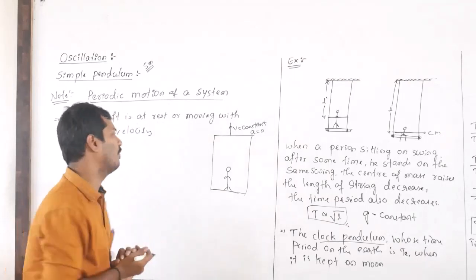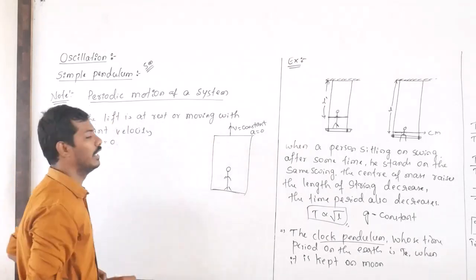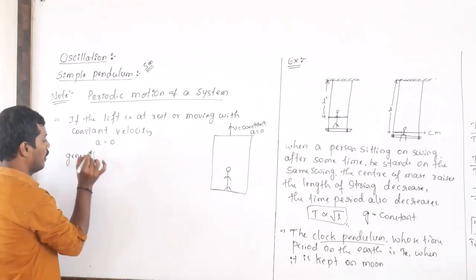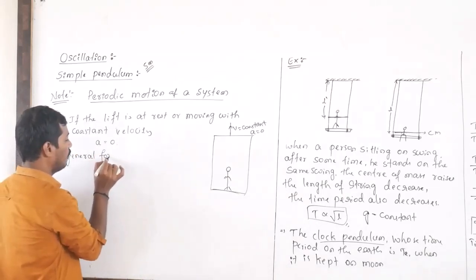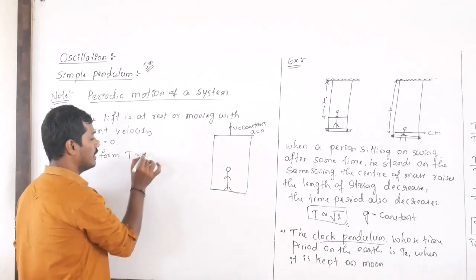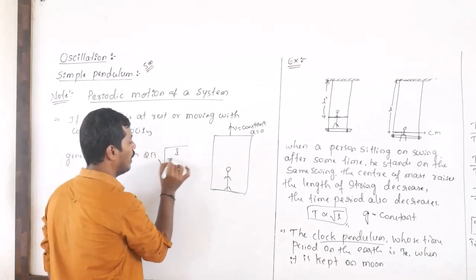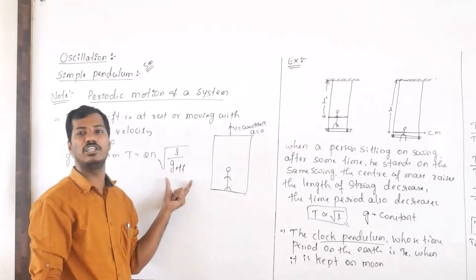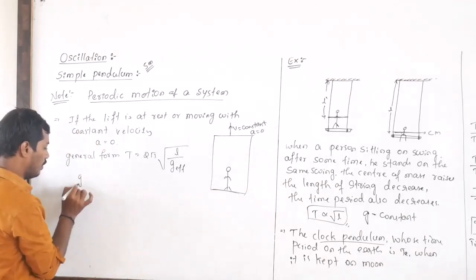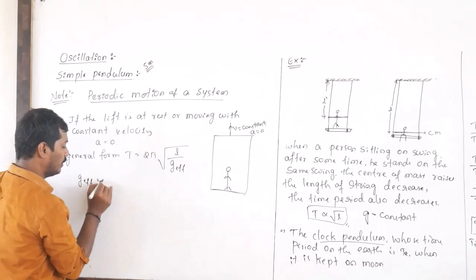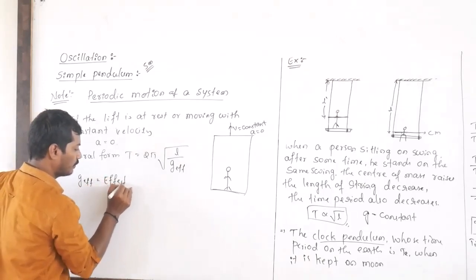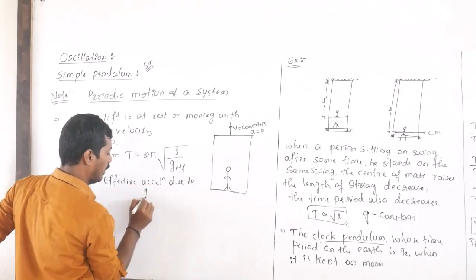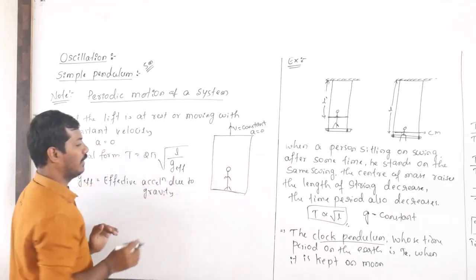I'll write one general form. We simply have to substitute the value of acceleration here. Using this, you can understand this concept easily. The time period is equal to 2 pi root of L divided by g effective. It means the effective acceleration due to gravity. That is called g effective, the effective acceleration due to gravity.